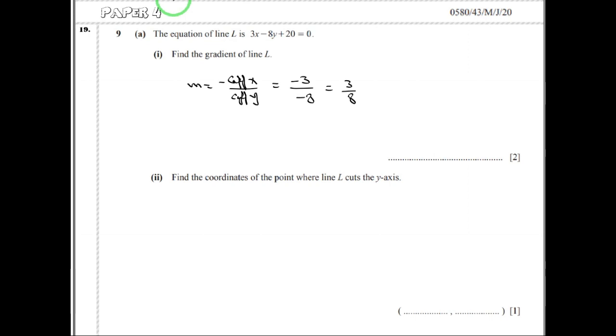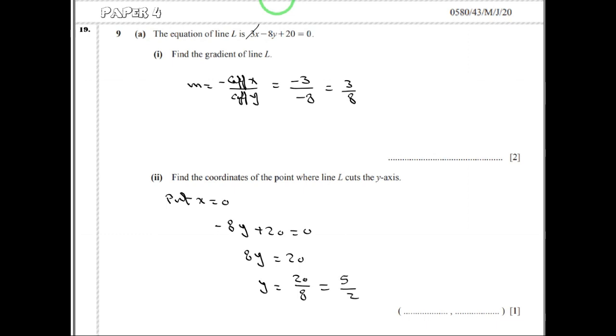Find the coordinates of the point where L cuts the y-axis, meaning I want to find the y-intercept. To find the y-intercept, put x equal 0. To find the value of y: negative 8y plus 20 equal 0, so 8y equal 20, so y is equal to 20 over 8, which is equal to 5 over 2. Then the point of intersection with the y-axis is 0 and 5 over 2.